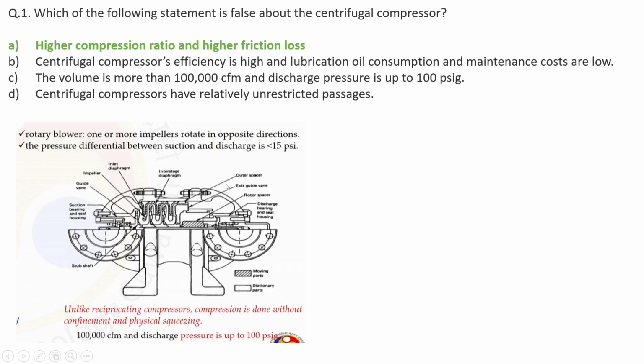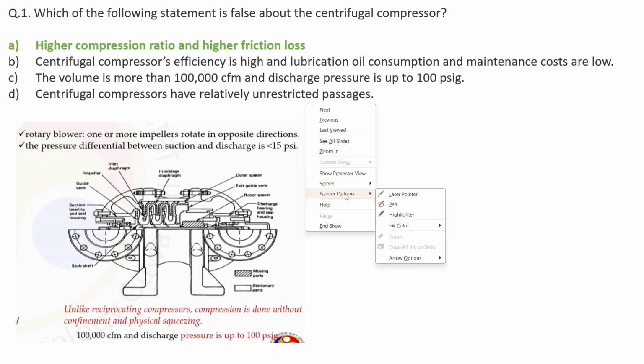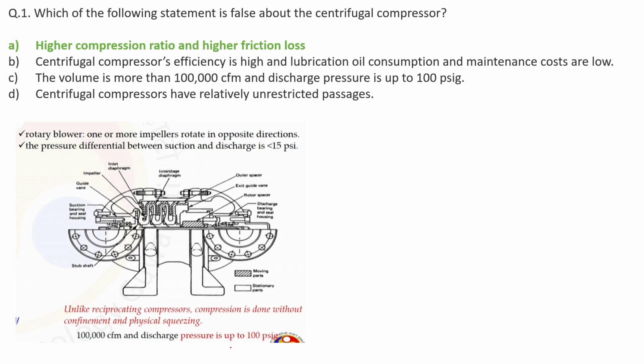Whereas for centrifugal compression, the volume is around 1 lakh CFM and discharge pressure is up to 100 psig. That is also mentioned here, so option C is also a correct statement. As centrifugal compressor efficiency is high, lubrication oil consumption and maintenance costs are low, so that is also a correct statement. Hence, option A is the only incorrect statement, that it has high compression ratio and higher friction loss.